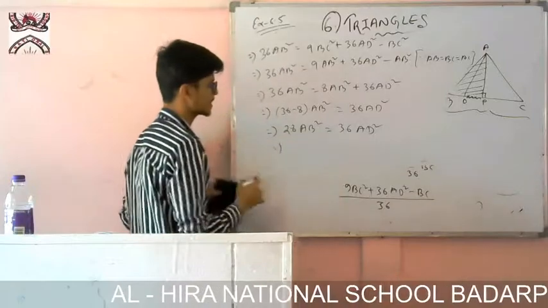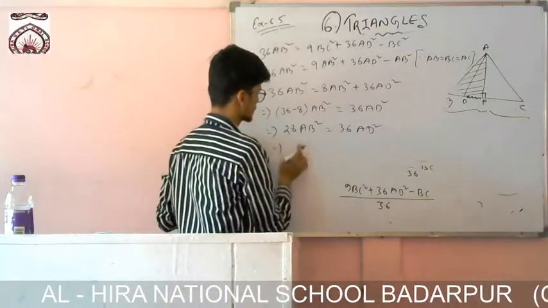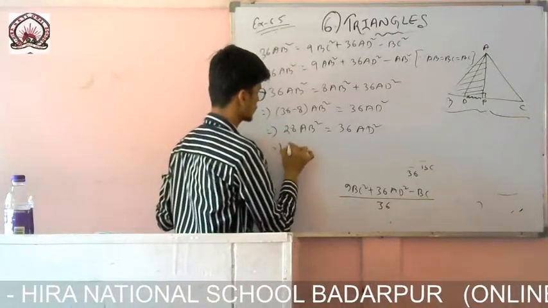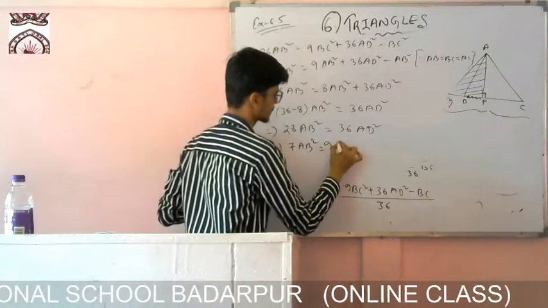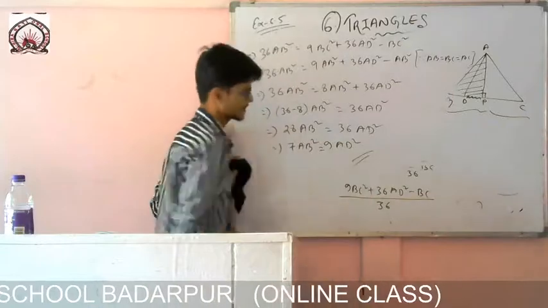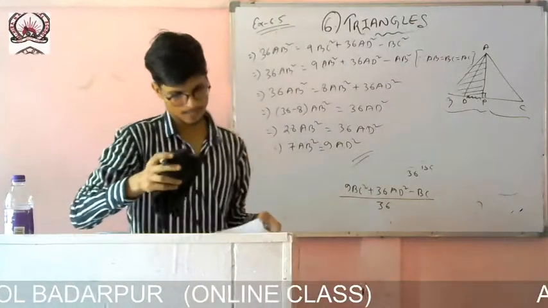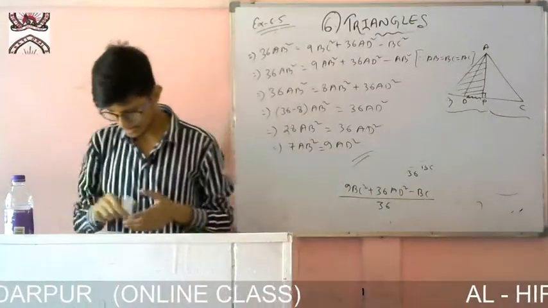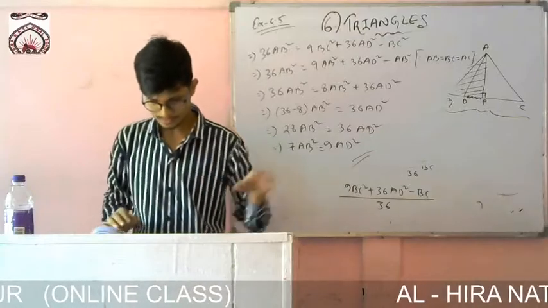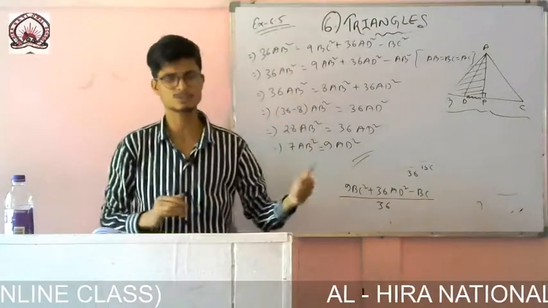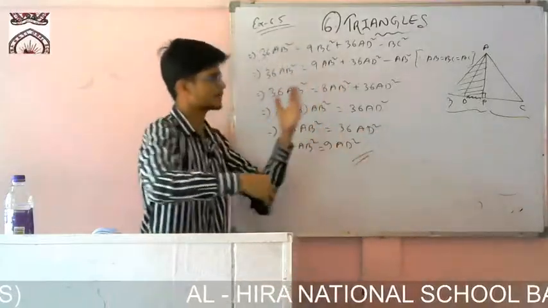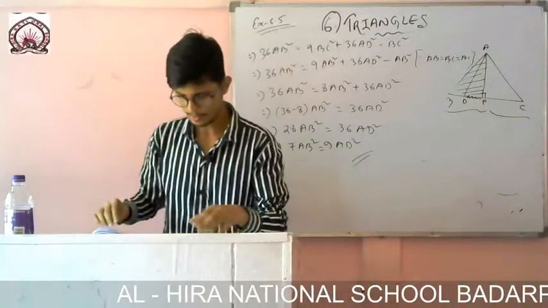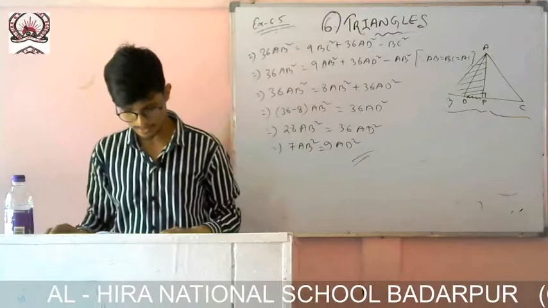28, if I cancel it, 4 7s are 28 and 4 9s are 36. So 7 AB square equals to 9 AD square. So hence proved. Okay, these sums are a little tricky. You just practice 2-3 times, it will be okay. Just keep in mind after which line you have to write which one. If this is there in your mind, you can easily solve it.